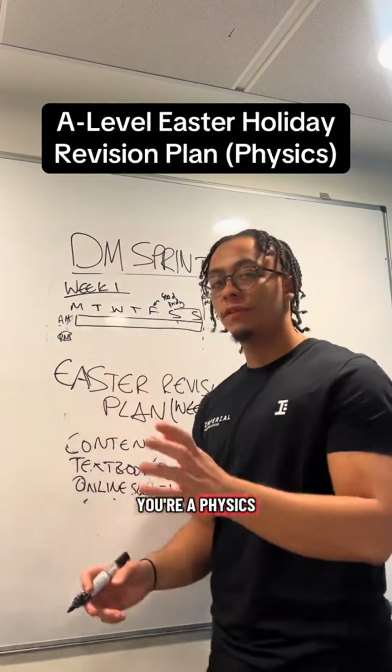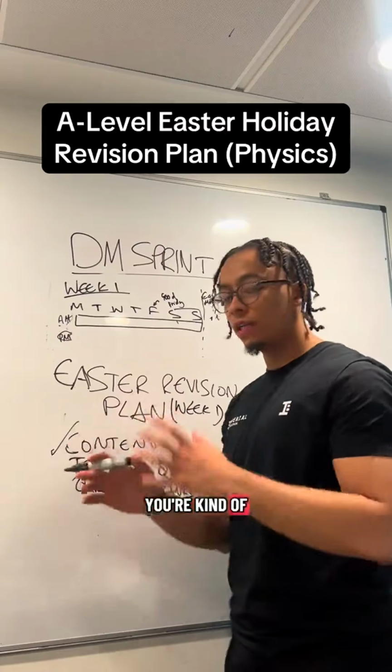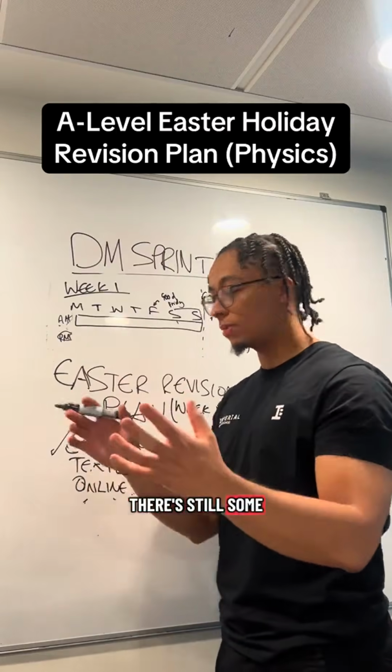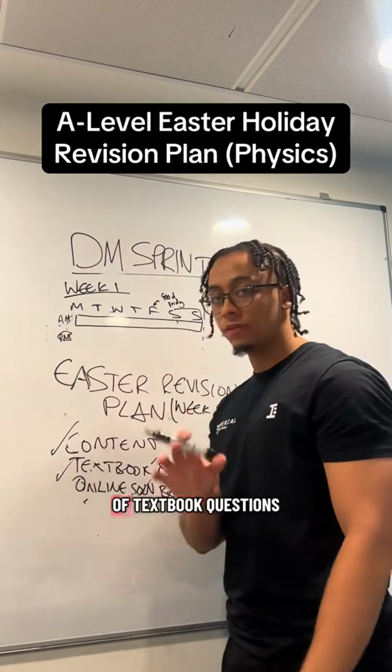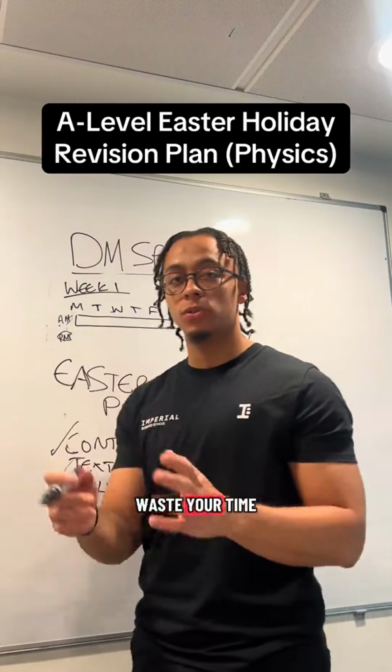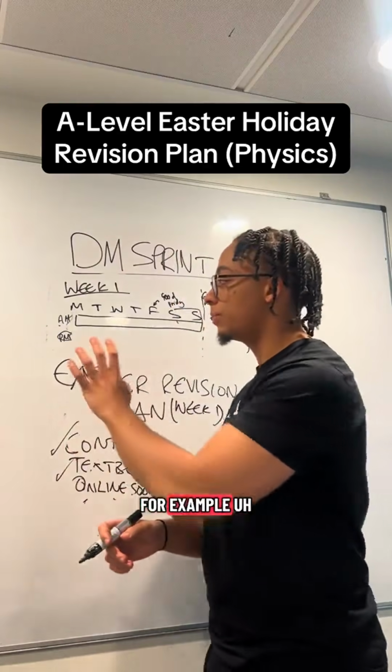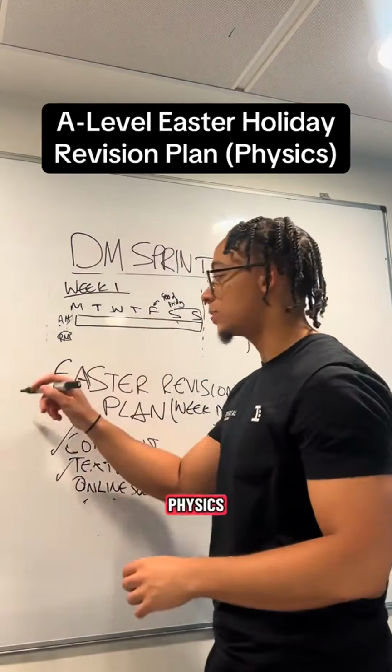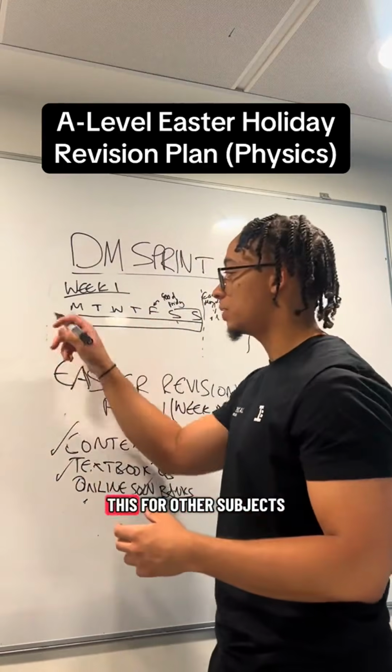So let's say you're a physics student, you're kind of comfortable with the content, there's still some gaps left, and you've done a little bit of textbook questions. Don't jump into a past paper right now because you're going to waste your time. So let's take, for example, AS level physics. Let me know if you want me to reproduce this for other subjects.